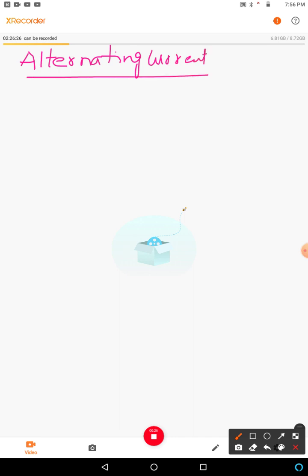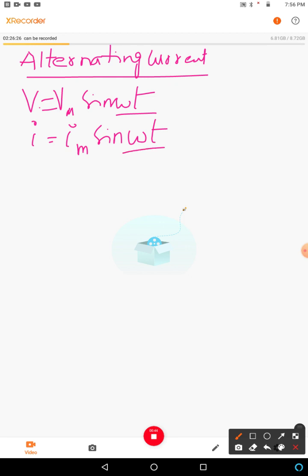In the previous video we talked of a purely resistive circuit. In a purely resistive circuit, what was the voltage? V was equal to Vm sin omega t. And what was the current? I was equal to Im sin omega t. Sin omega t is there in both, so we concluded that both the current and voltage are in phase. This is called the phase of the wave. So both are in phase.